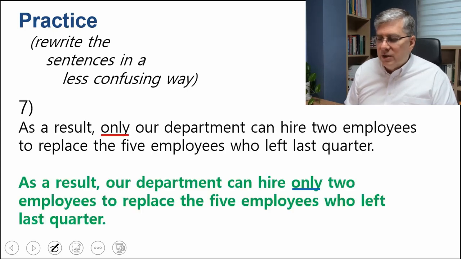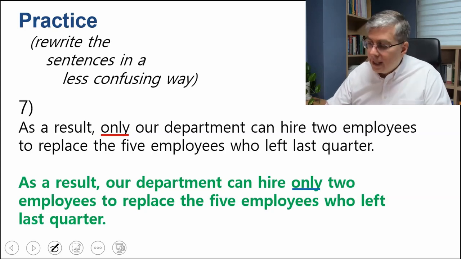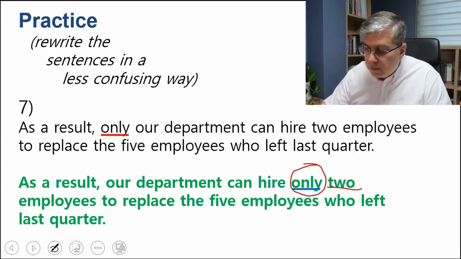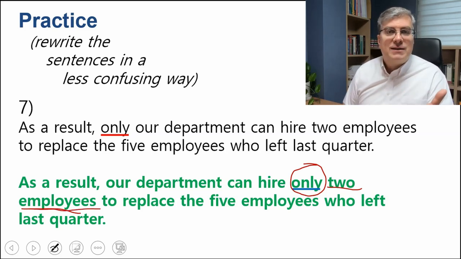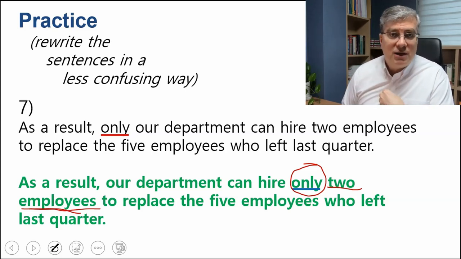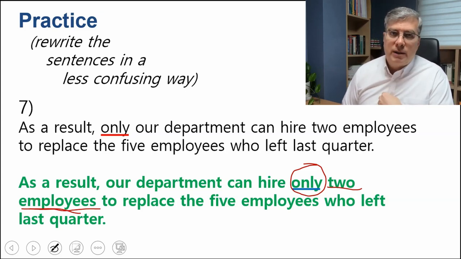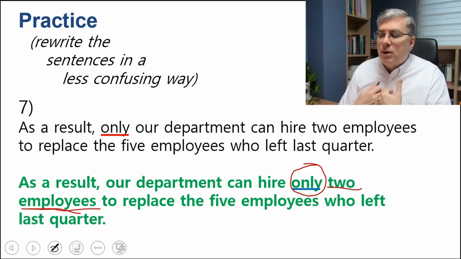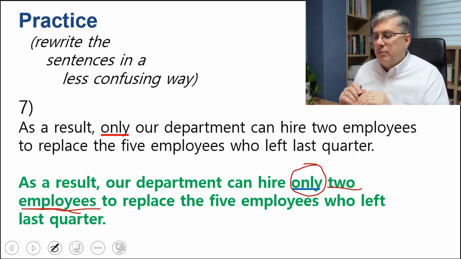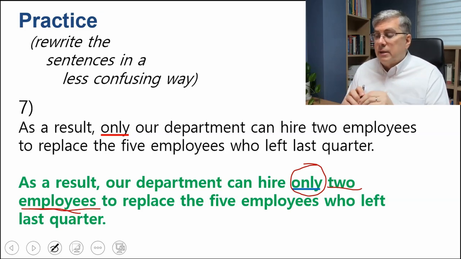So we should write, as a result, our department can hire only two. Keep related items together. We can only hire two employees, not only our department, right? That's not what the intent of the sentence is, and the background information gives you that idea. Because of our department's tight budget, we can only hire two employees, not only our department. I'm not talking about the other departments of the company. I'm talking about our department. We can only hire two employees to replace the five employees who left last quarter. Okay, so very good. That's a good practice there.